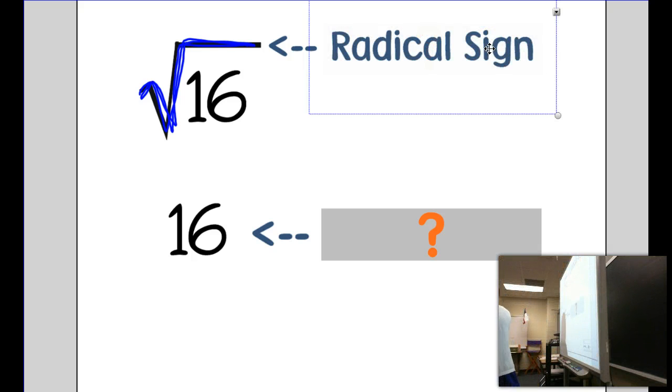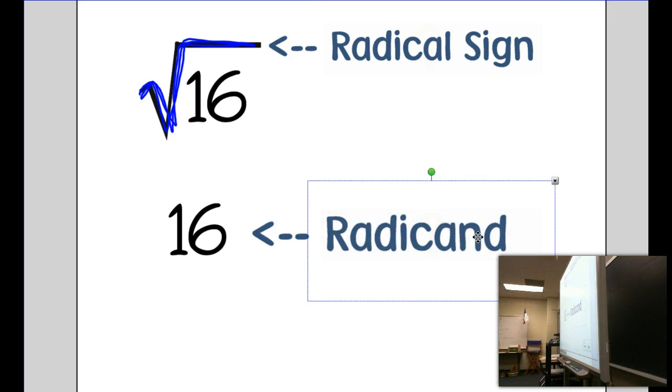Does anyone know what's called underneath the radical sign? It also starts with an R. Radical and rada... Ooh, Ashley knows it. What is it? Radicand. Very good. Radical and radicand. So the number under the square root is called the radicand. So if you hear me say radicand, now you know what I'm talking about. Okay, moving on.